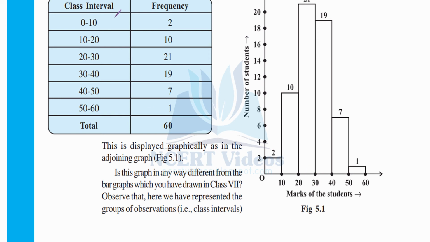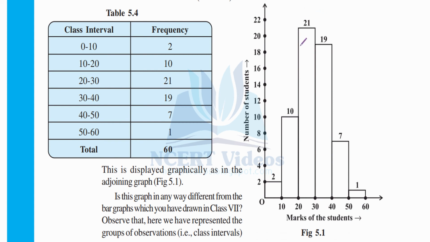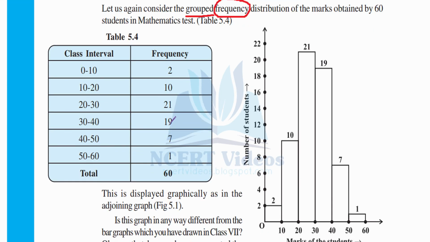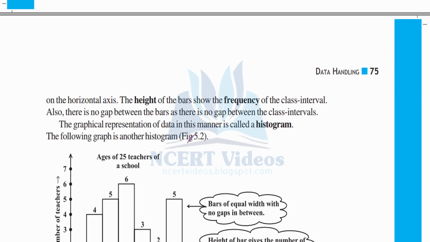That is, the class intervals are represented on the x-axis. This is one of the differences. And then the height of the bars shows the frequency of the class interval. So this height simply represents the frequency of the class interval. That is, for instance, the 40 to 50 class interval is over here. So 7 students obtained marks from 40 to 50, and the same has been shown with the height. Also, there is no gap, which we just discussed. The graphical representation of data in this manner is called a histogram.